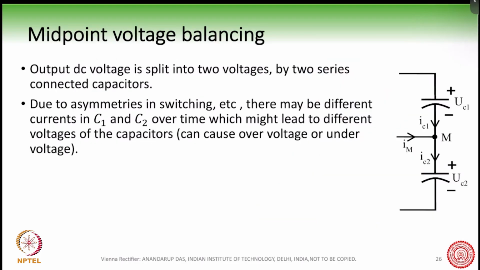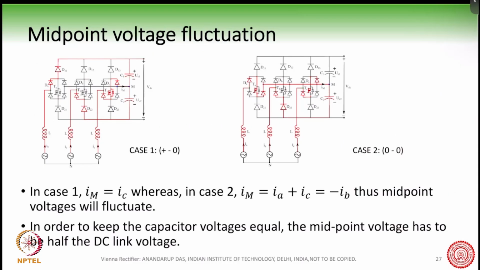The last part of our analysis concerns the midpoint voltage. We have seen this previously in NPC also, that we are going to access the midpoint of the voltage. There is a series connected capacitor, and as soon as we access this midpoint, some current will flow in or out of this midpoint, and this will lead to different voltages of the capacitor. This is a phenomenon which we have already seen in NPC. It will also happen here, and it's exactly the same.